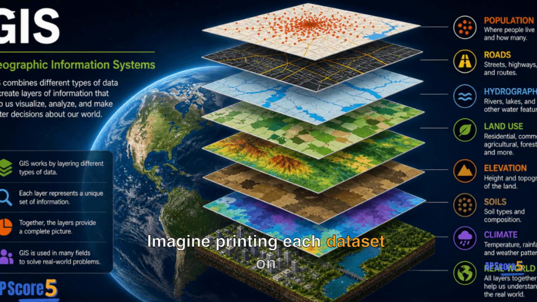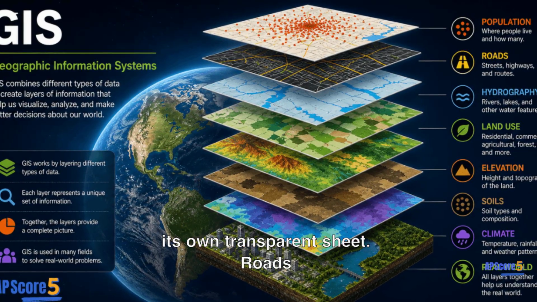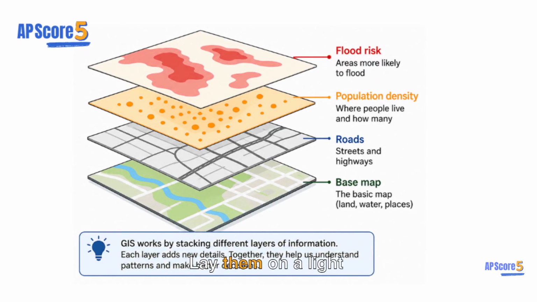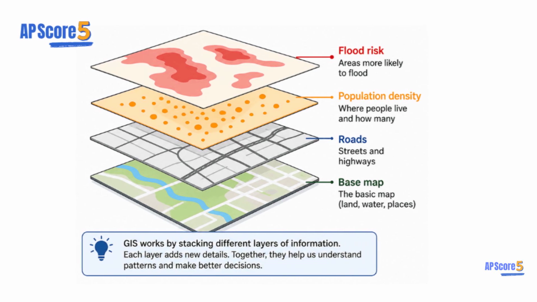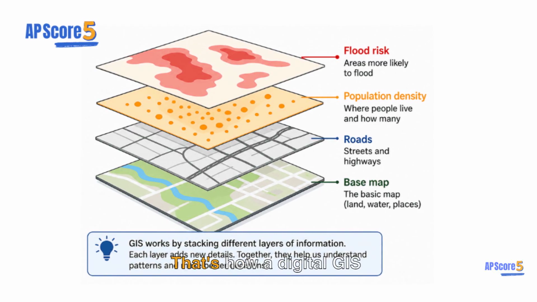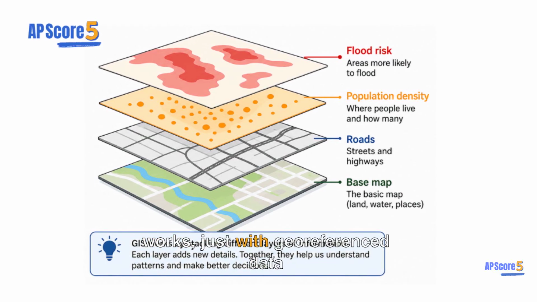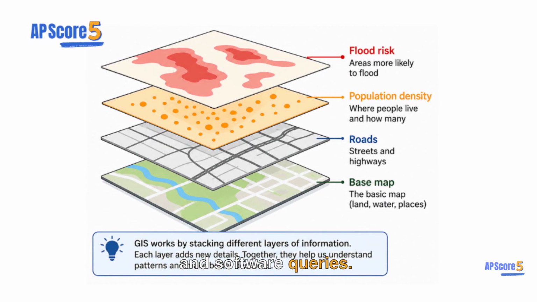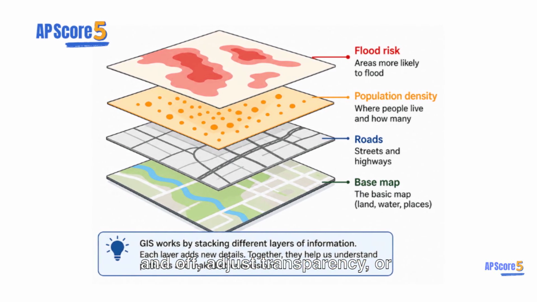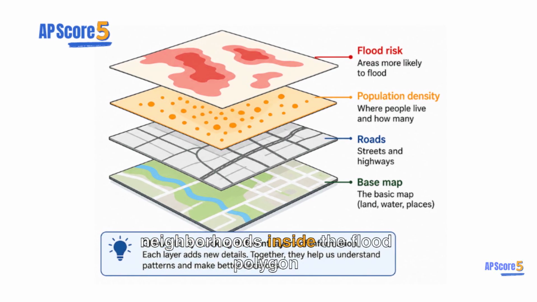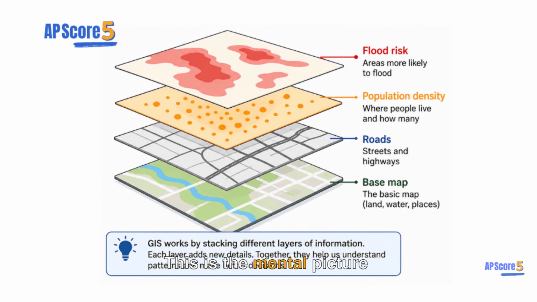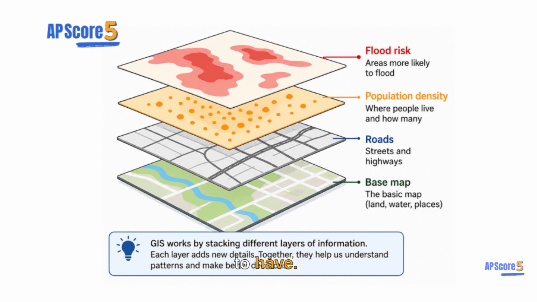Imagine printing each dataset on its own transparent sheet: roads on one, population on another, flood risk on a third. Lay them on a light table and patterns emerge. For example, busy roads crossing floodplains inside dense neighborhoods. That's how a digital GIS works, just with georeferenced data and software queries. Analysts can turn layers on and off, adjust transparency, or run questions like select all neighborhoods inside the flood polygon with median age over 65. This is the mental picture the College Board wants you to have.